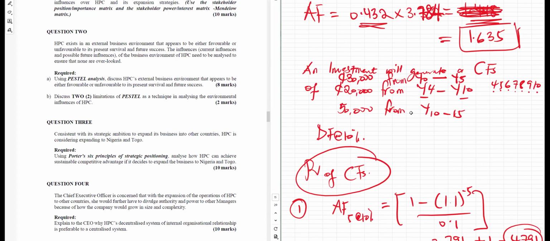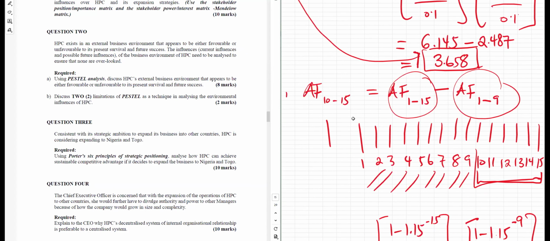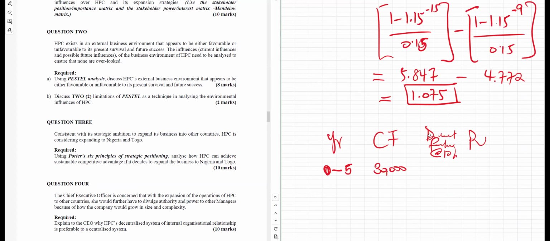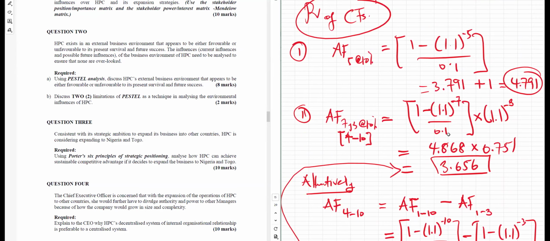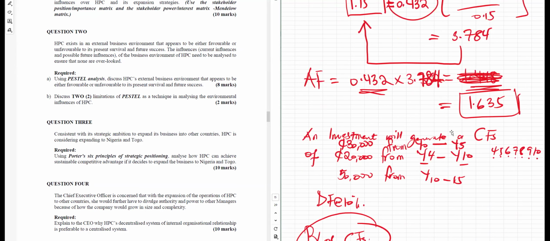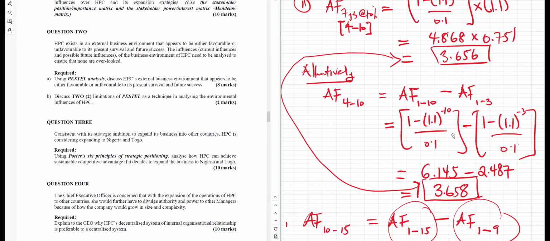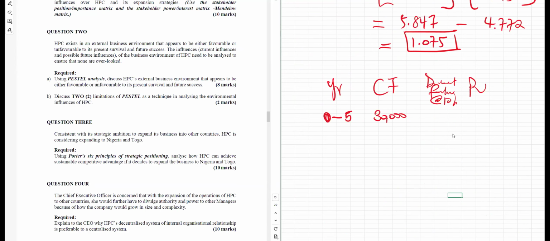30,000, right? 20,000. 30,000. Okay. So year 0 to year 5 was 30,000, right? And the discount factor we calculated was what? 4.791. Yes. So you just come and put 4.791 here.